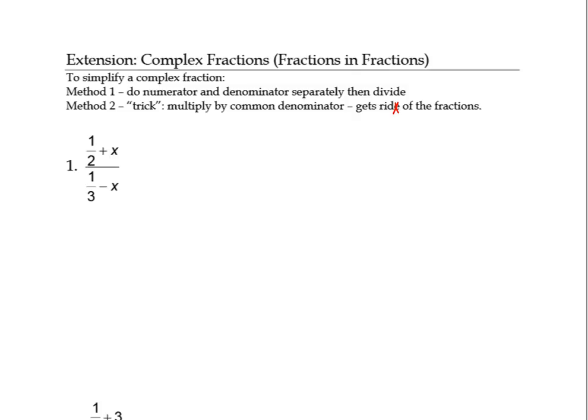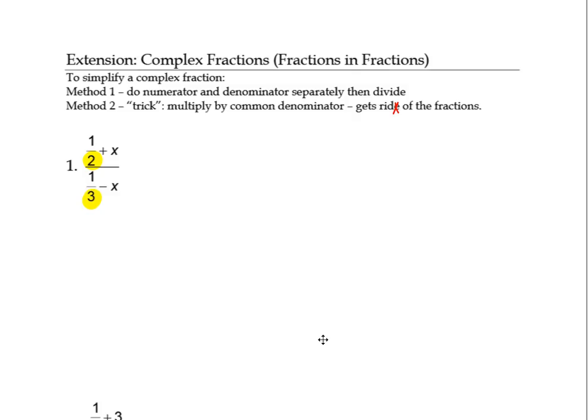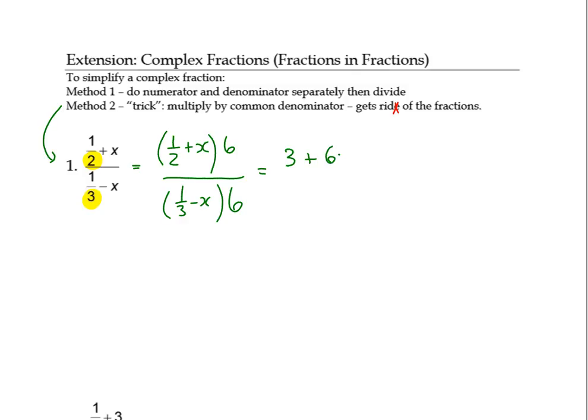Well, what's on the denominator? Specifically in each, we're talking about those two denominators. So what would it be? 6. So I'm going to do method 2 because it's a lot easier. We're going to multiply the numerator and the denominator by 6. This will eliminate our fractions. Is that legal? 6 over 6 is still 1. So what's 6 times a half? 3. Plus, what's 6 times x? 6x. Divided by a third times 6, 2, minus 6x.